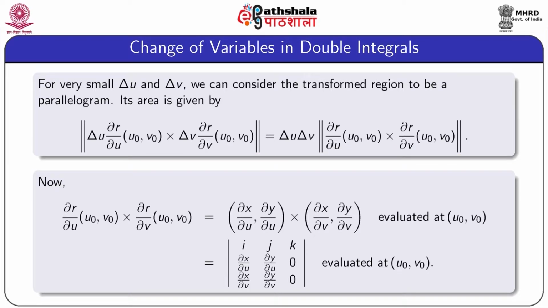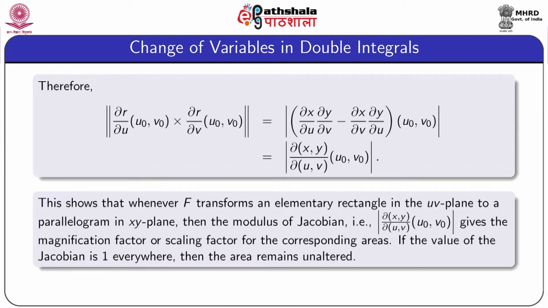Now, the term del r del u at (u0, v0) cross del r del v at (u0, v0) equals, with a notation like the determinant with rows i j k, del x del u, del y del u, 0, del x del v, del y del v, 0, evaluated at (u0, v0). Therefore, the norm of the vector del r del u at (u0, v0) cross del r del v at (u0, v0) equals the modulus of the Jacobian del(x,y) over del(u,v) evaluated at the point (u0, v0).